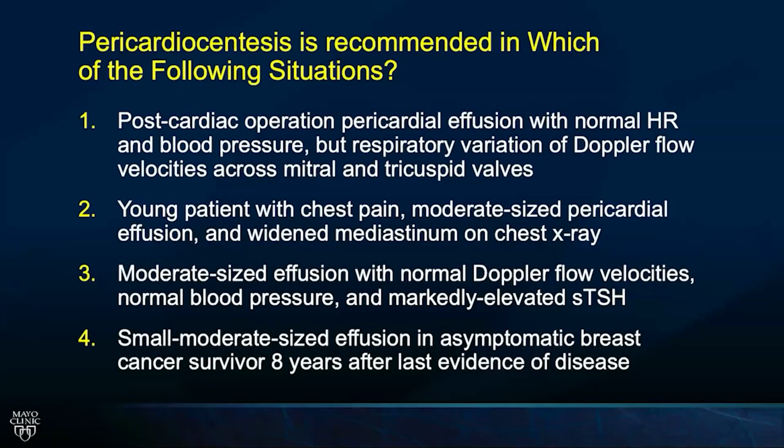Next question. In which of the following circumstances is pericardiocentesis recommended? Post-cardiac surgery with an effusion, normal heart rate and blood pressure, but some respiratory variation of Doppler flow velocities across the mitral and tricuspid valves, or a young patient with chest pain, moderate-sized effusion, and a widened mediastinum on chest x-ray, or a moderate-sized effusion with normal Doppler flow velocities and normal blood pressure and a markedly elevated TSH, or a small, moderate-sized effusion in an asymptomatic breast cancer survivor 8 years after last evidence of disease.